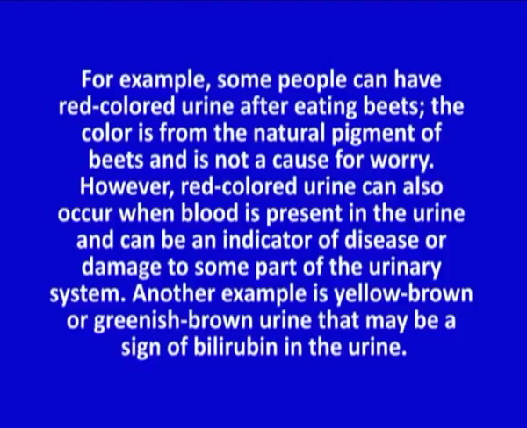However, red colored urine can also occur when blood is present in the urine and can be an indicator of a disease or damage to some part of the urinary system. Another example is yellow-brown or greenish-brown urine that may be a sign of bilirubin in the urine.